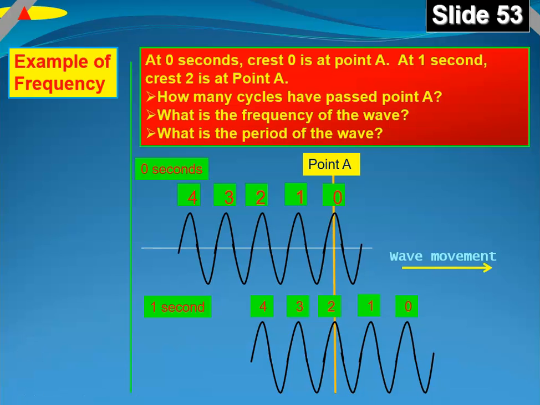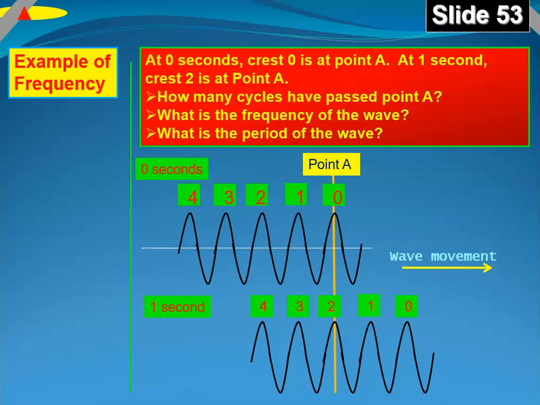Alright, example of frequency. At 0 seconds, crest 0 is at point A. So again, you're standing at point A looking down at this wave as it's moving underneath you to the right. At 1 second, crest 2 is at point A. So you can see the wave down at the bottom. It's the same wave, and it's moved over to the right, and now the crest that we've labeled crest 2 is directly below you.